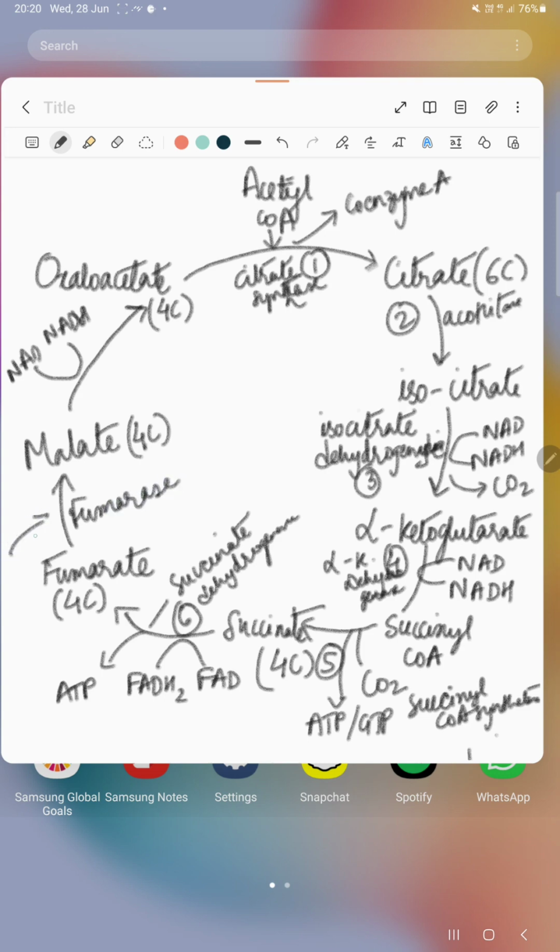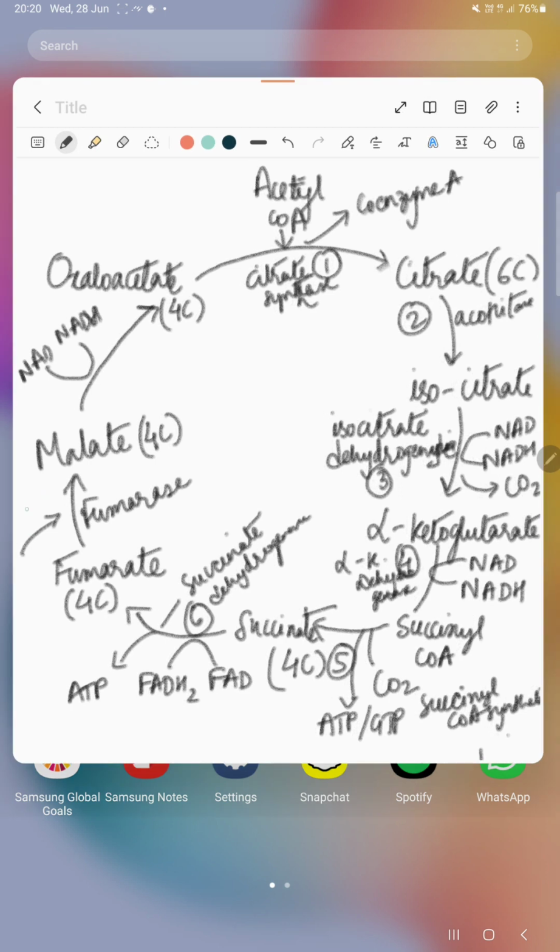During this step water is being utilized. The last step again out here is when from malate oxaloacetate is being formed. So this fumarase is the 7th step. This is the 8th step, wherein malate dehydrogenase is used. So the cycle is repeating again.